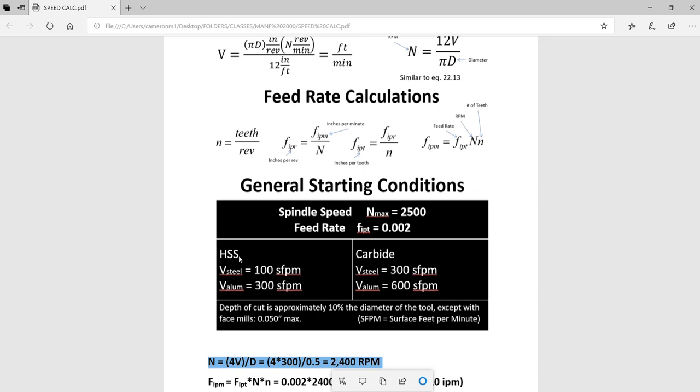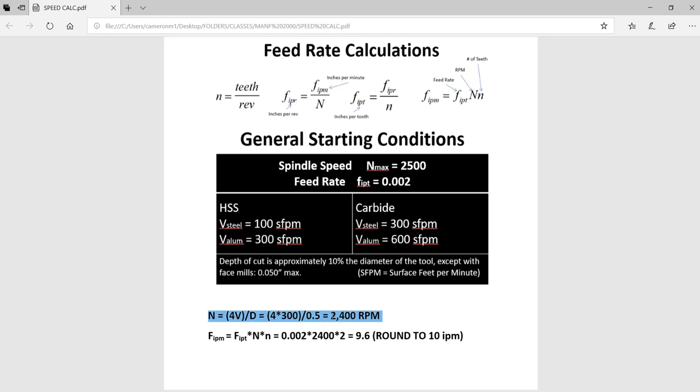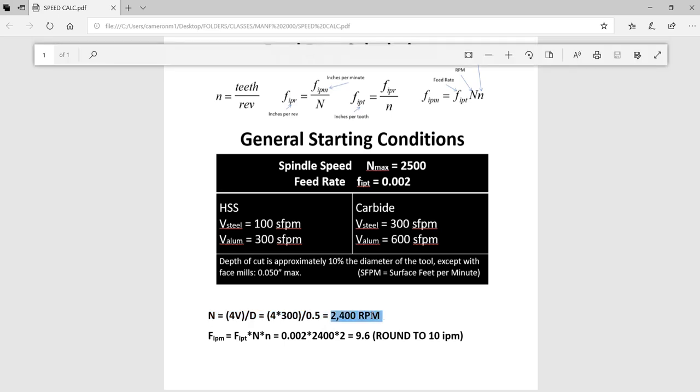We're using high-speed steel tooling in aluminum, so our surface speed is 300 surface feet per minute. And we're going to divide that by D, our diameter, which is ½ inch. That's going to give us a spindle speed of 2,400 RPM.